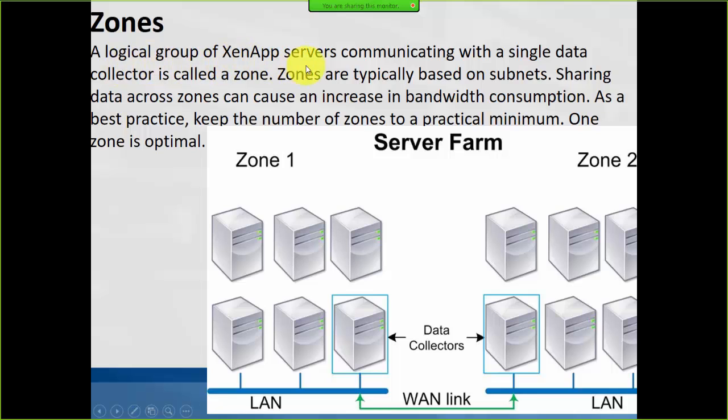A logical group of XenApp servers communicating with a single data collector is called a zone. So a group of servers having at least one data collector is called a zone. Zones are typically based on subnets. Sharing data across zones can cause an increase in bandwidth consumption. So as a best practice, keep the number of zones to a practical minimum. One zone is optimal. So we can segment it according to the subnets, but zones are still a group of servers with one data collector, if the definition goes.